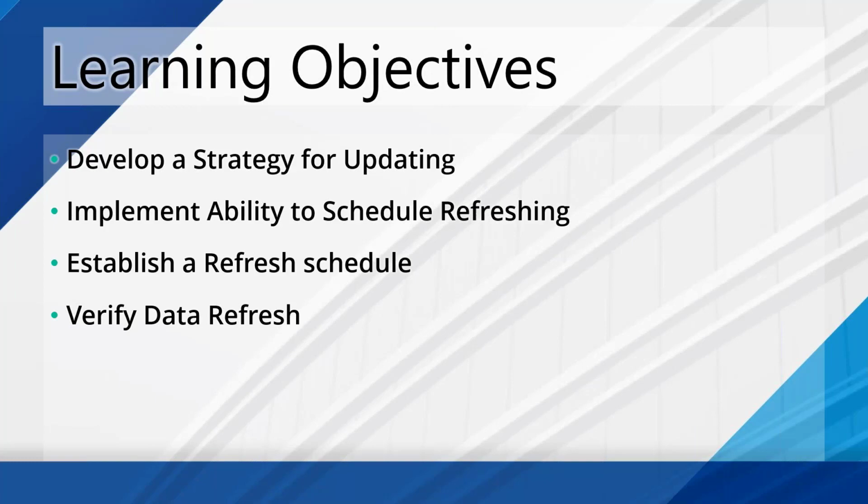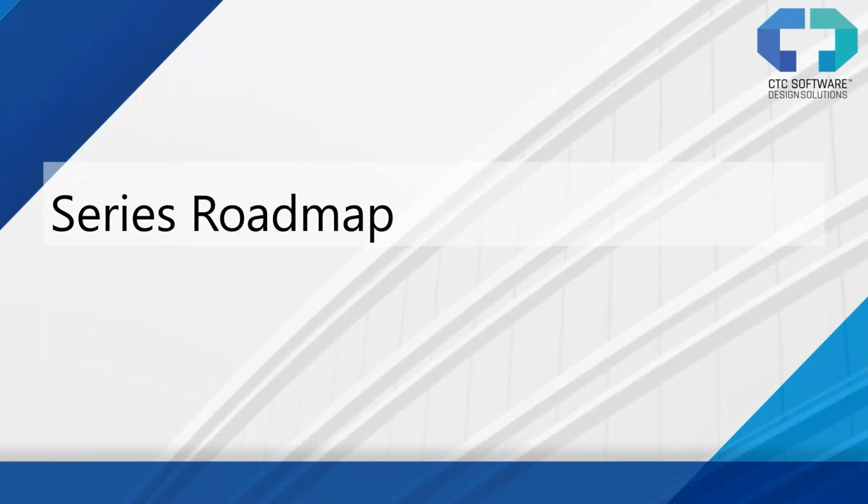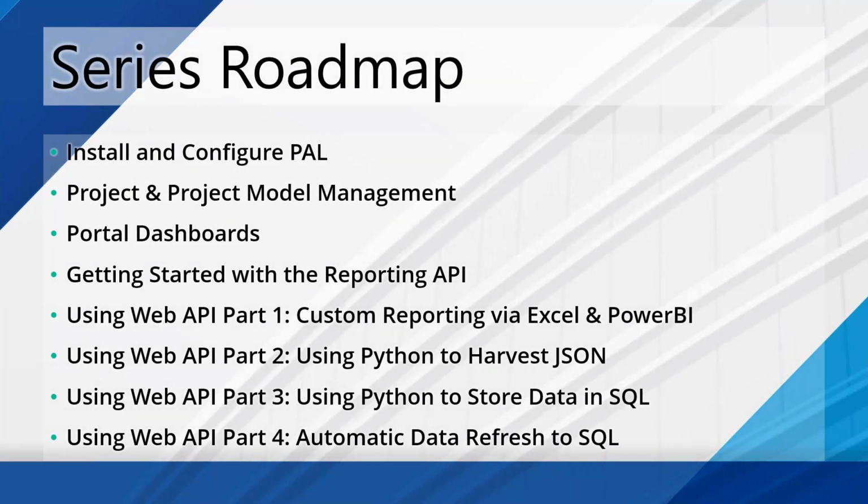Before I go too deep, let's just talk about where we've been. Let's talk about this series roadmap and where it's going. So we have all these topics here. Installing and configuring the project activity logger. It's a portion of the data collection system for projects within Revit that allows you to log data. We talked about how to get that set up. We talked about organizing some of that data within the CTC portal. We took a look at some portal dashboards so you could get early access to this.